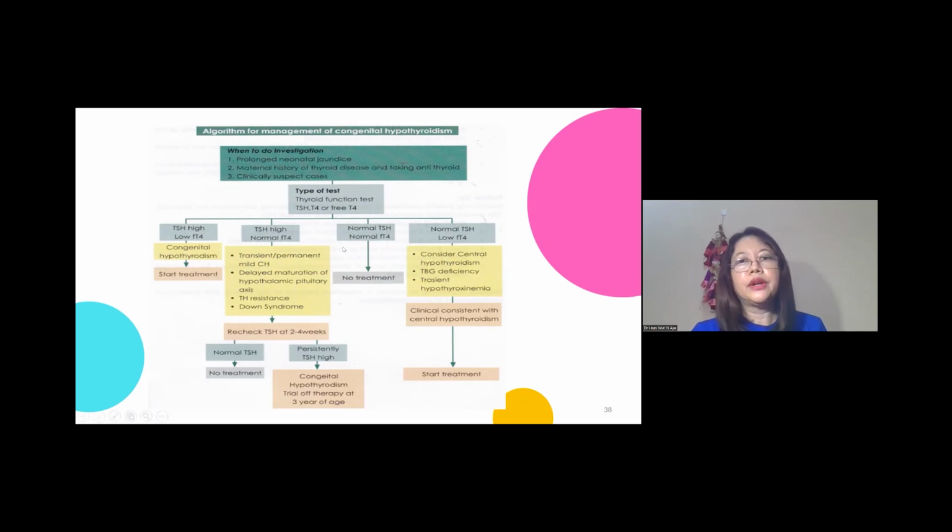So this is a very useful algorithm that is adopted from my pediatric society in Myanmar. So we use this guideline currently.